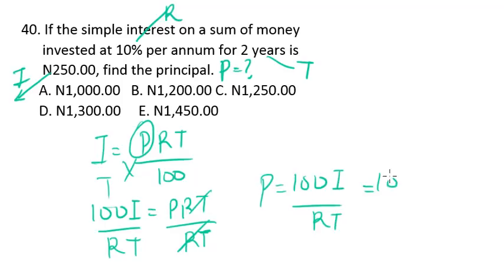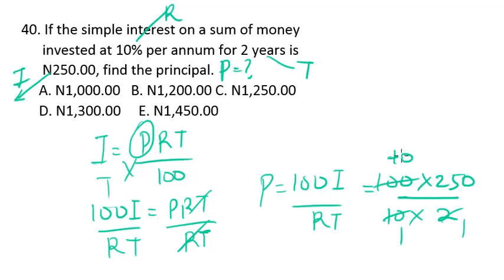So this gives us 100 times I. So the interest there is 250 all over the rate. The rate there is 10% times the time. The time is 2. So 10 cancels this one, 10 goes here to give us 10. So 2 here, 1, 2 here gives us 5. So by the time we multiply 5 by 250 here, we'll have a principal of 1250 naira. So the answer here is 1250 naira. The answer is C.